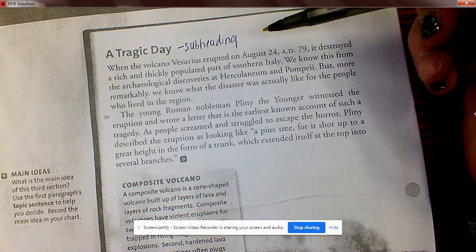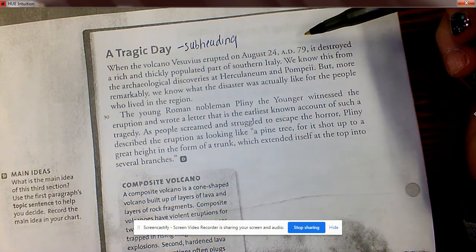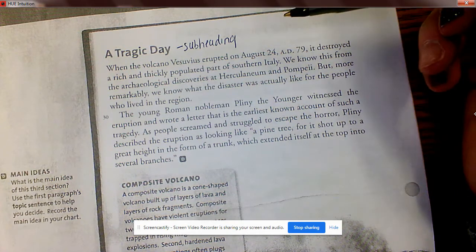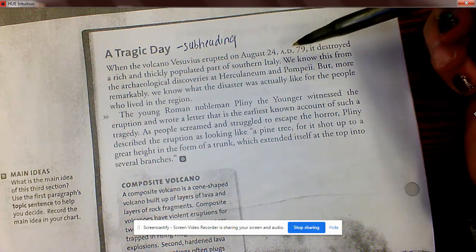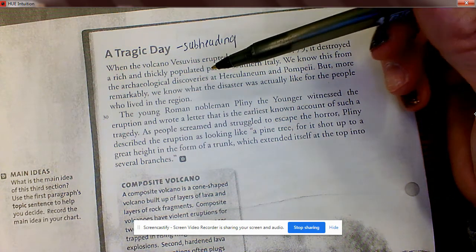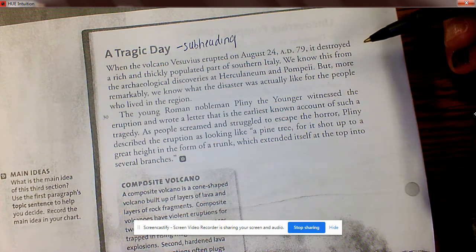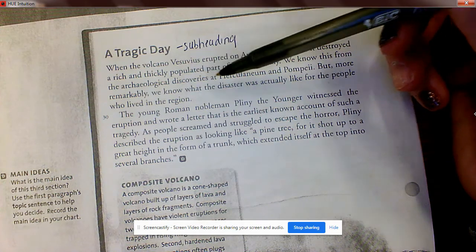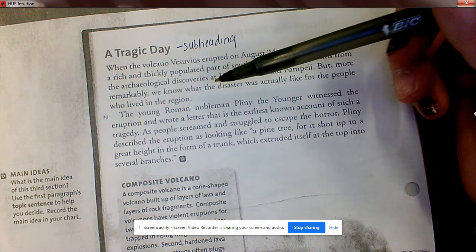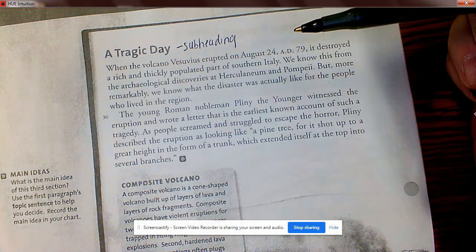When the volcano Vesuvius erupted on August 24th, AD 79, it destroyed a rich and thickly populated part of southern Italy. We know this from the archaeological discoveries at Herculaneum and Pompeii. But more remarkably, we know what the disaster was actually like for the people who lived in the region.